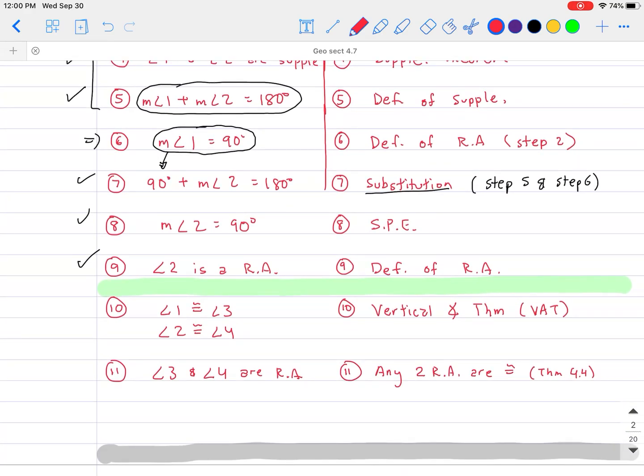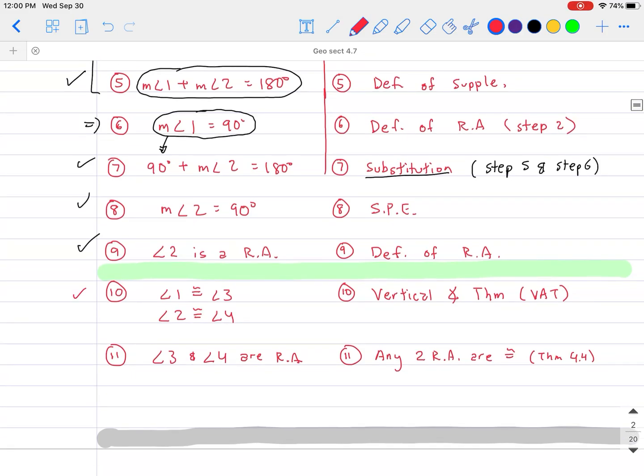Here's basically what I just said. Angle 1 is congruent to angle 3 because of the vertical angle theorem. Or you can say the measurement of 1 is equal to the measurement of 3. Either one should be okay. And finally, for the last one, angle 2 is congruent to angle 4, not the measurements. Now we can say that 3 and 4 are right angles because they are both congruent to their respective counterparts, which are 1 and 2. Any two right angles are congruent to each other.